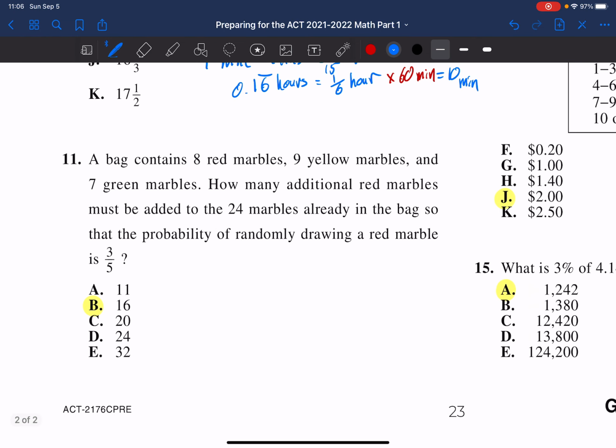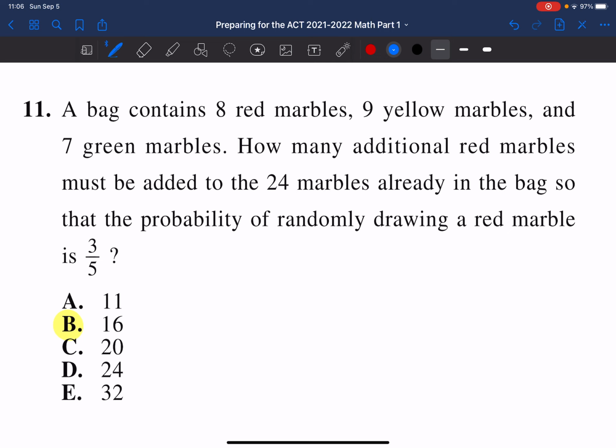Next one, number 11. Now this problem has actually shown up several times on several ACT tests. They actually recycle some problems. So it says a bag contains 8 red marbles, 9 yellow, 7 green. How many additional red marbles must be added to the 24 already in the bag so that the probability is 3/5? So to start off with, it's fair to ask, all right, what if we don't add any? What's the probability? Well, we've got 8 red out of 24 total.